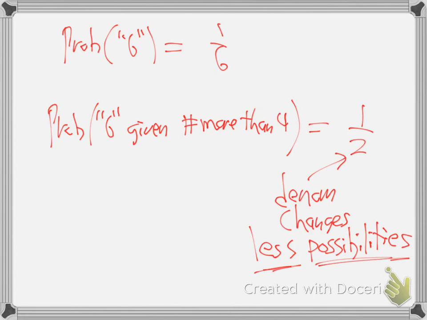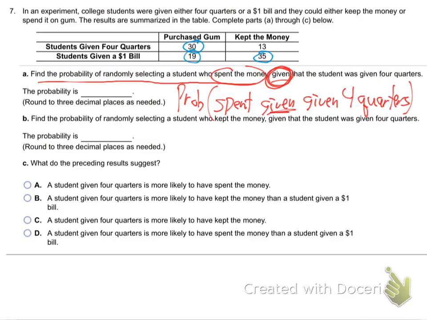That's what's going to happen on every one of these problems. The denominator is going to get smaller. That's what happens when you're given information. It limits the possibilities. There's not 6 different things that could happen now. They gave us the information that the number's more than 4, so it's either a 5 or a 6. There's only 2 things that could happen now. That's what's going on in all these problems. Let's go back to this one. So what's the chance that they spent the money given that they were one of the 4 quarter people?